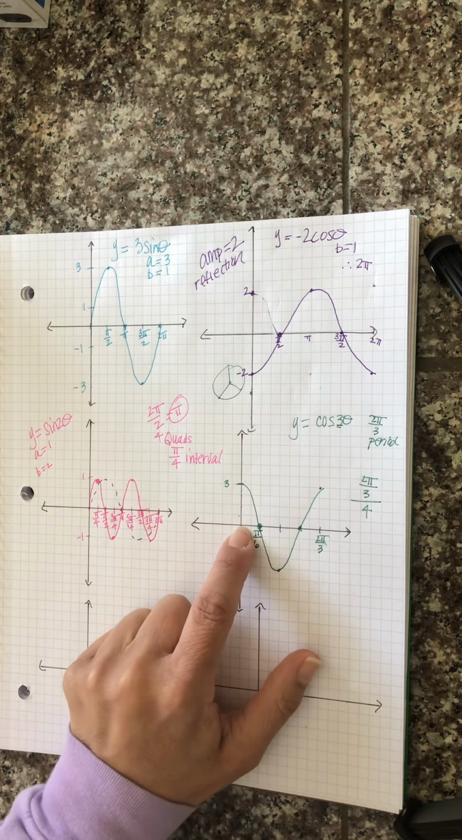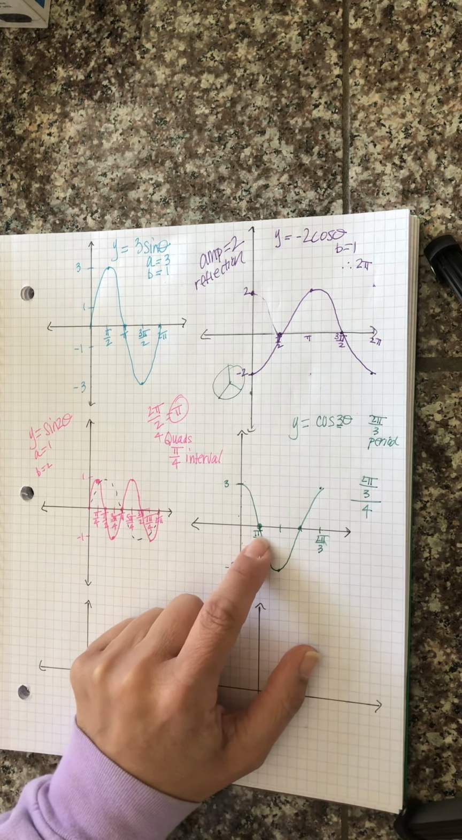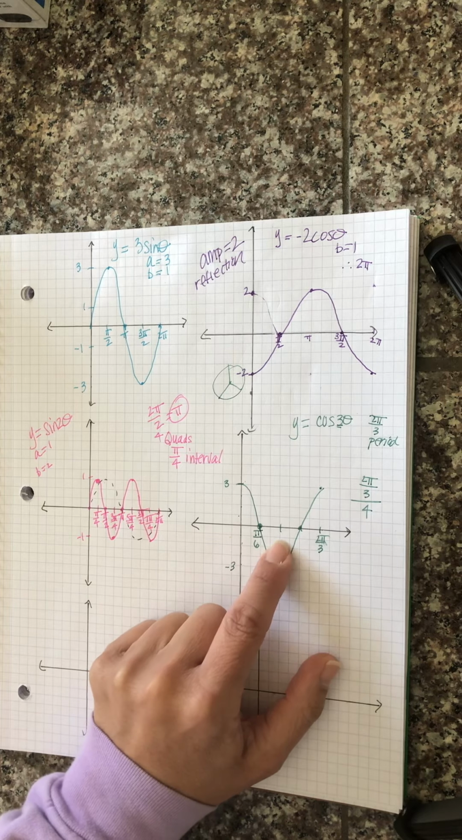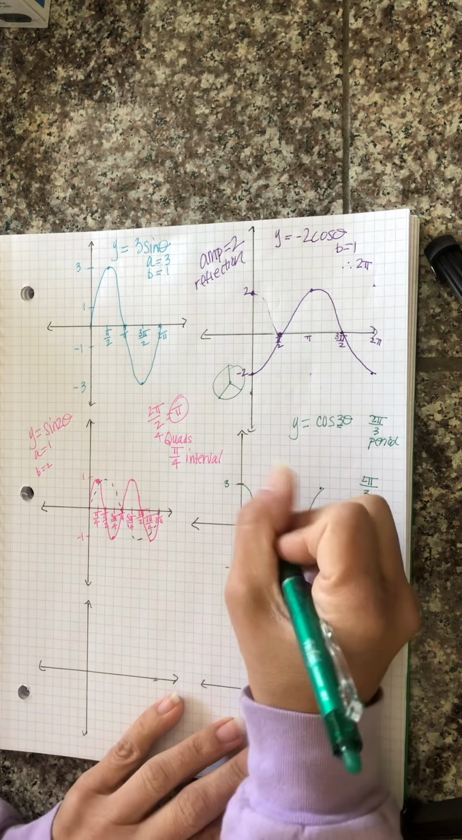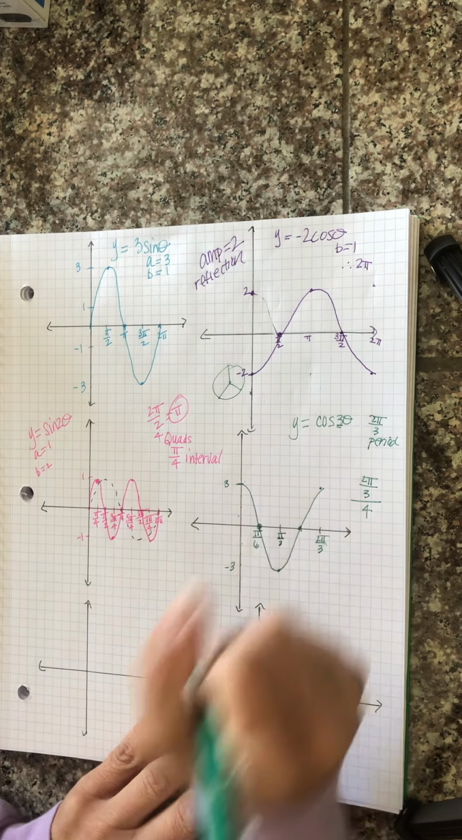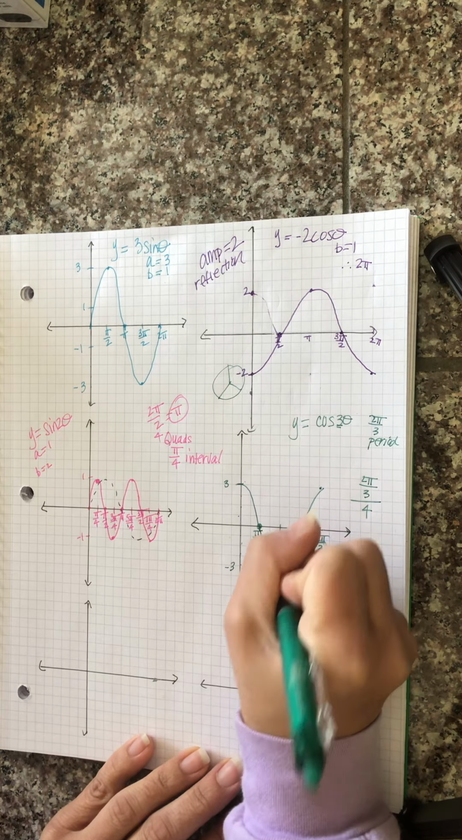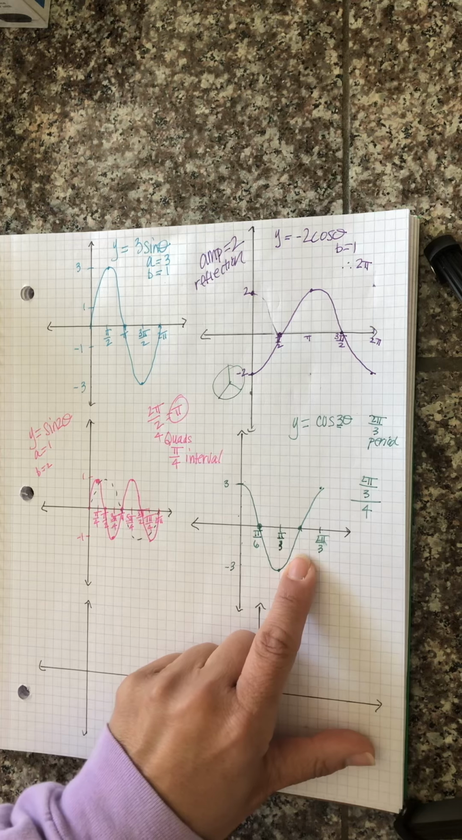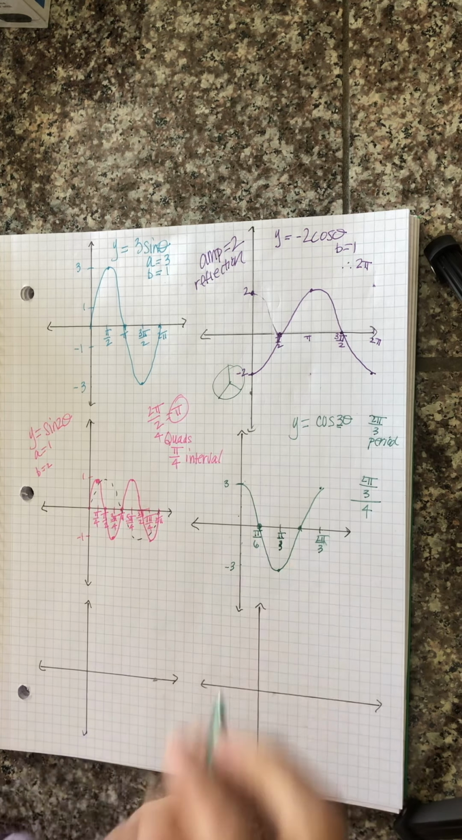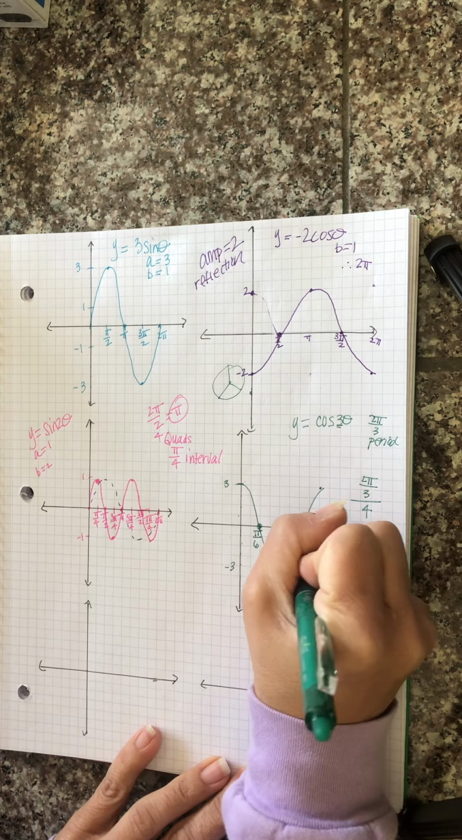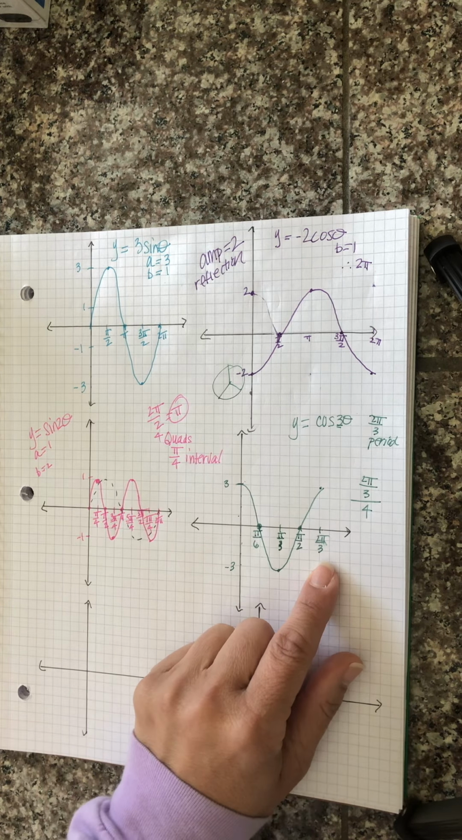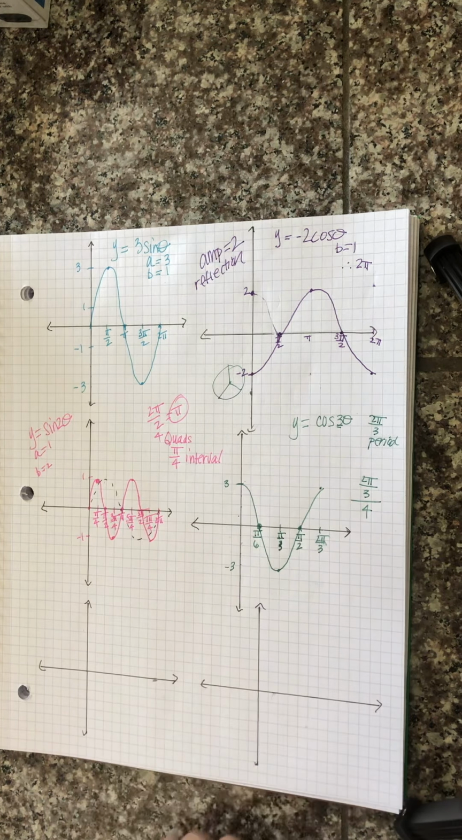So from the origin to the first interval is pi over 6. Another pi over 6 is 2 pi over 6, pi over 3. Another pi over 6 is 3 pi over 6, pi over 2. Another pi over 6 is 4 pi over 6, which is 2 pi over 3. All right, one more. I know I said 2, but we're going to do one more.